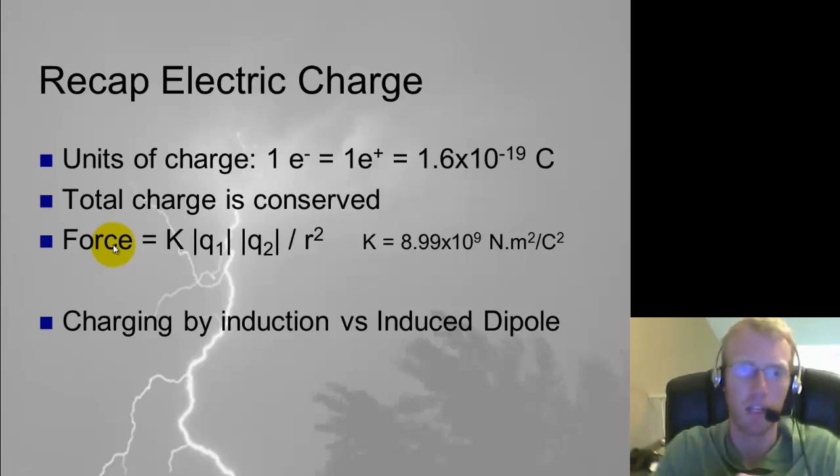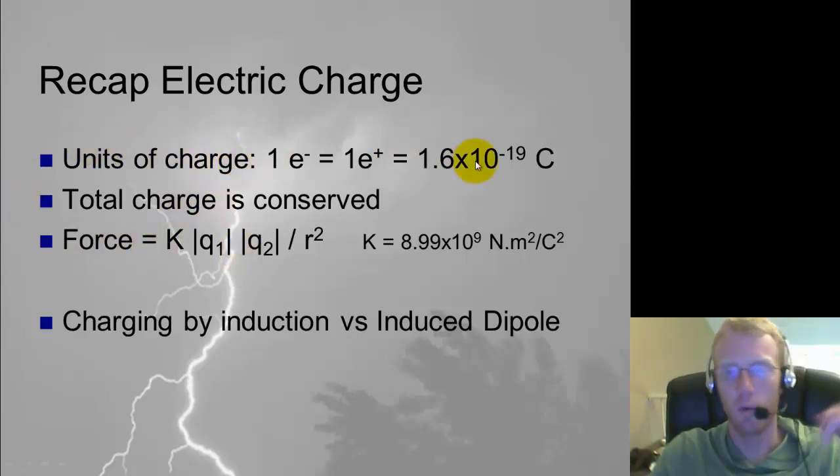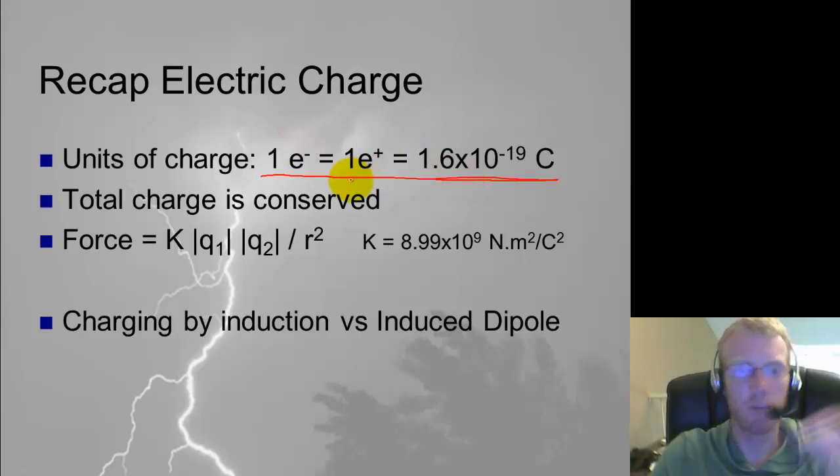So before this, you learned about electric charge. Some of the key things were that the units of charge were coulombs, and the fundamental unit in nature is actually 1 electron, or 1 positive charge, which is on 1 proton. And those are equivalent to 1.6 times 10 to the negative 19th coulombs. You should memorize this conversion factor because you're going to need to utilize it pretty frequently, since you might be dealing with a small number of electrons or protons in an atom.